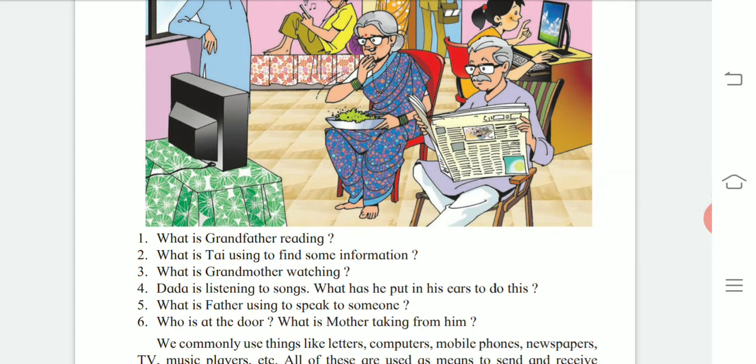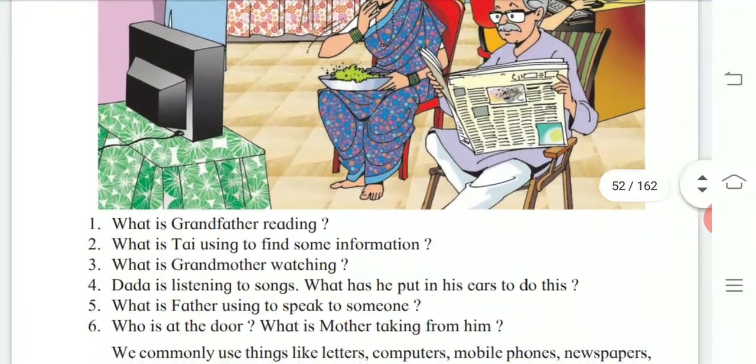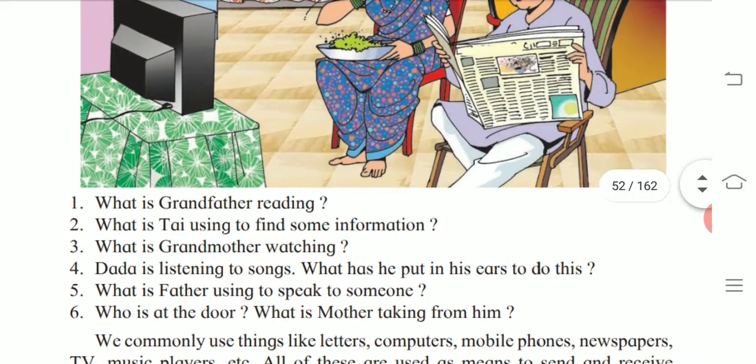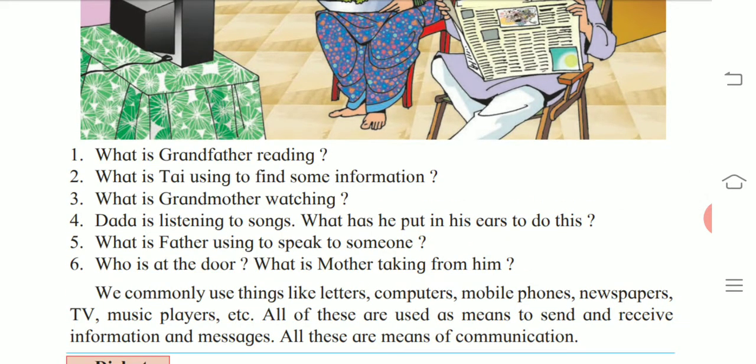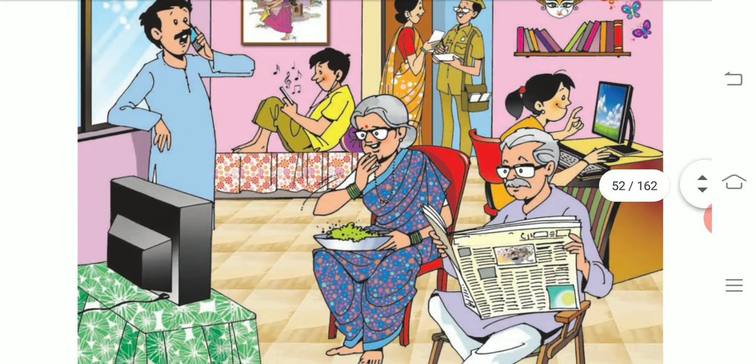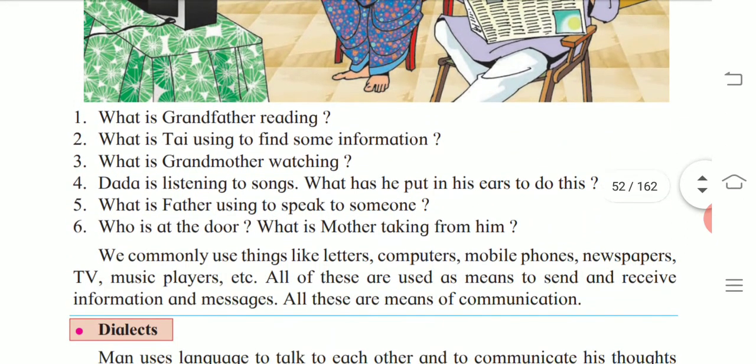What is the grandfather reading? Grandfather is reading a newspaper. What is Tai using to find some information? Tai is using a computer. What is grandmother watching? Grandmother is watching television. Dada is listening to songs. What has he put in his ears to do this? He has put earphones or headphones to listen to music. Who is at the door? The postman is at the door. What is mother taking from him? Let's see what she's taking. She's taking letters or some kind of parcel from the postman.